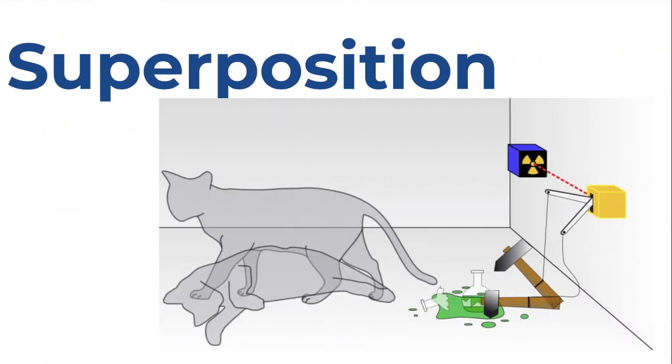Superposition is really important. It means that the qubits can represent both 1 and 0. Just like Schrödinger's cat, you don't know whether the cat is alive or dead until you open the box. You won't know the state of the qubit until you open it.